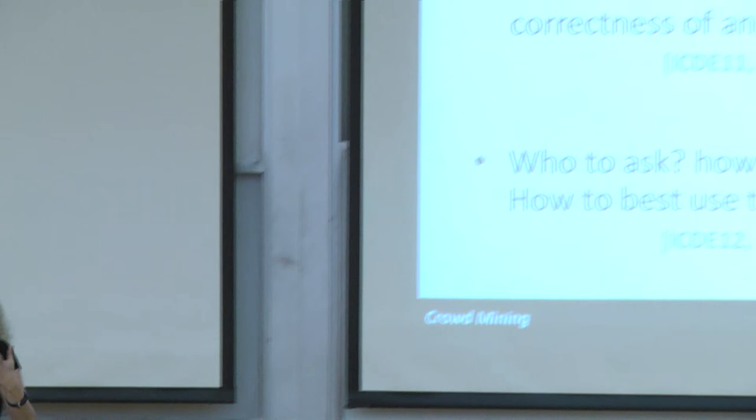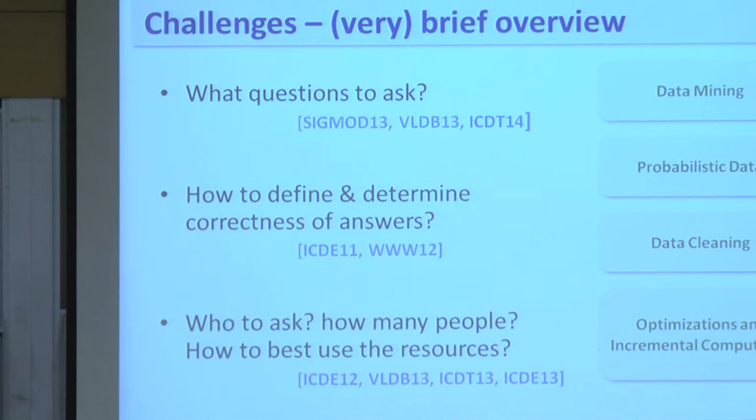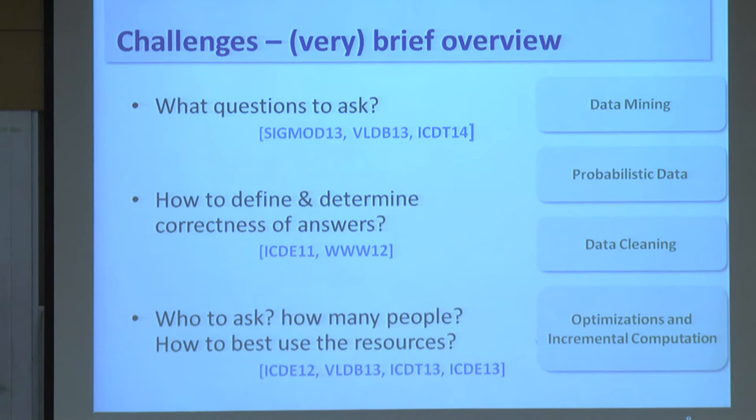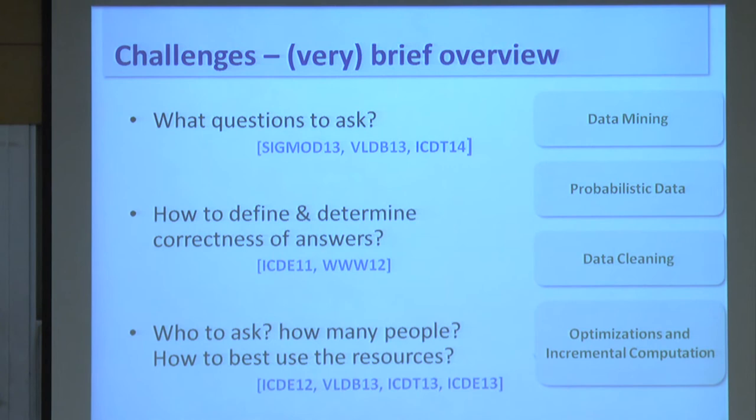And when you ask the crowd things, they may give you wrong answers. My kids, when they play, they say this galaxy is oval. Maybe it's not oval, maybe it's round, okay? So how do you know that the data that you got from the crowd is correct? And when you realize it's incorrect, how do you clean it? How do you determine correctness, etc.?